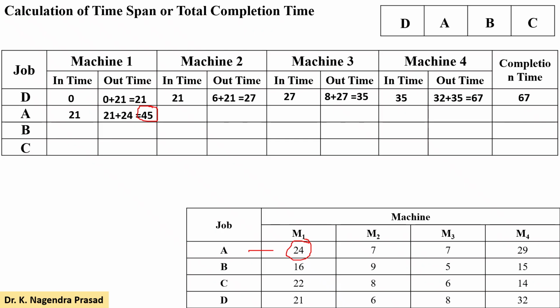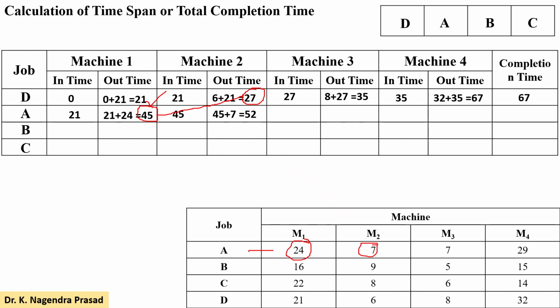Here machine 2 also is free only after 27 hours. So among these two, the maximum is 45. And the concept is, machine 2 is free after 27 hours, but job A is engaged up to 45 hours with machine 1. So after 45 hours only, job A will be engaged with machine 2. So in time for job A on machine 2 is 45 and out time is 45 plus 7, which is equal to 52.